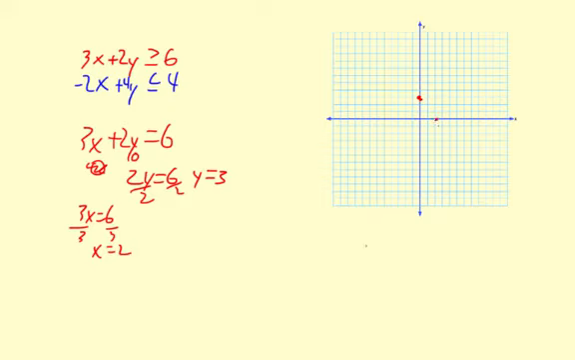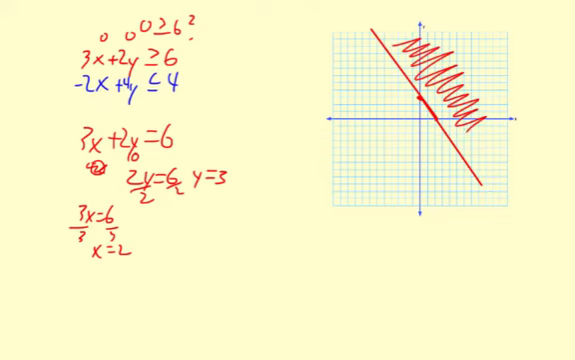There's that intercept. So I'm going to draw a solid line because the inequality includes the equal to part. And then for the shading, the test point, I'm going to use 0, 0. So 3 times 0 is 0, plus 2 times 0 is 0. Is 0 greater than or equal to 6? The answer is no, so the 0, 0 side over here is not the half plane that's the solution, so I'm going to shade this other side over here. This half plane is the solution set.